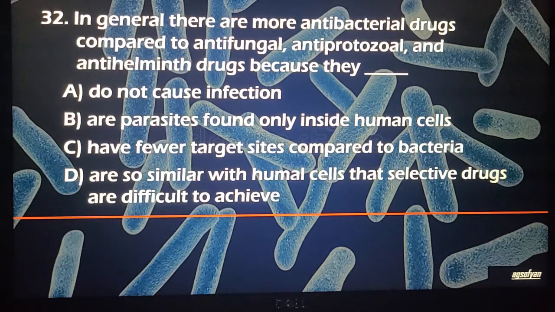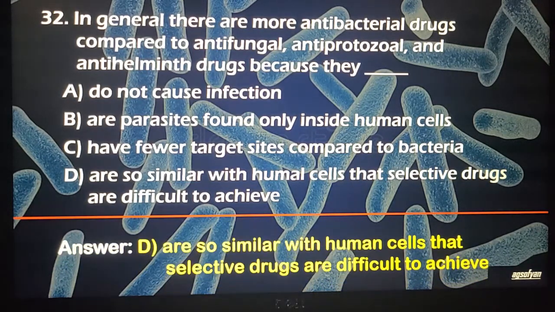Number 32. In general, there are more antibacterial drugs compared to antifungal, antiprotozoal, and antihelminth drug because they, choose A, do not cause infection, B, a parasite found only inside human cell, C, have fewer target site compared to bacteria, or D, are so similar with human cell that selective drugs are difficult to achieve. Choose your answer.